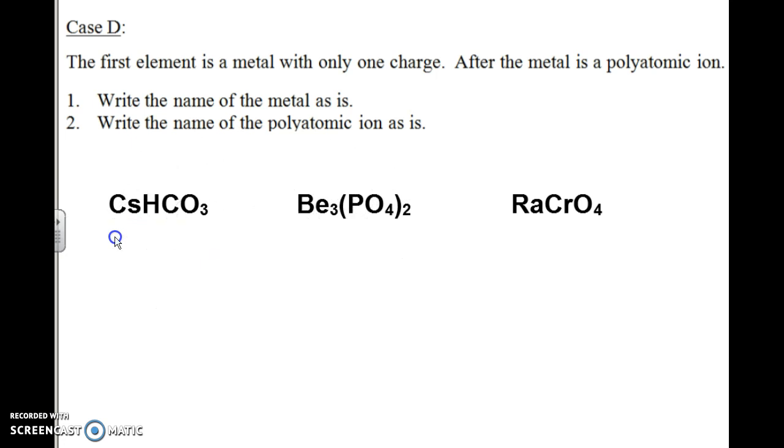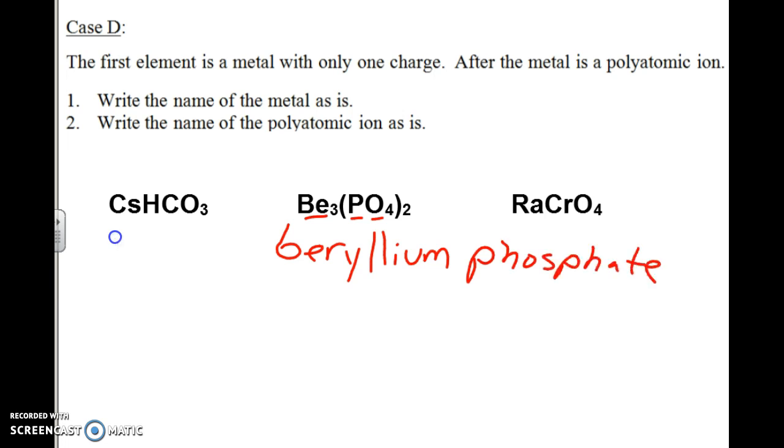This next one, we have beryllium, which is element number 4. Beryllium only has 1 possible charge, so no parentheses are needed. I see I have 1 element, 2 elements, 3 elements there, meaning I have a polyatomic ion. So I flip over the periodic table. I go to number 24, which is phosphate. The answer to this problem is beryllium phosphate. No calculation of charges would be needed. Pause the video, try the next one.